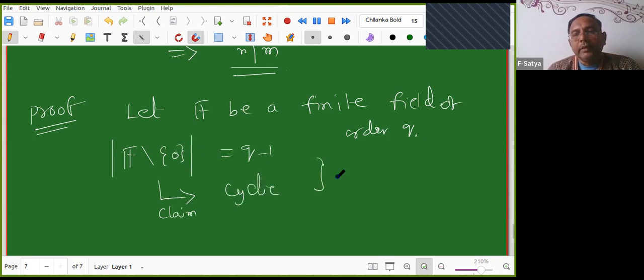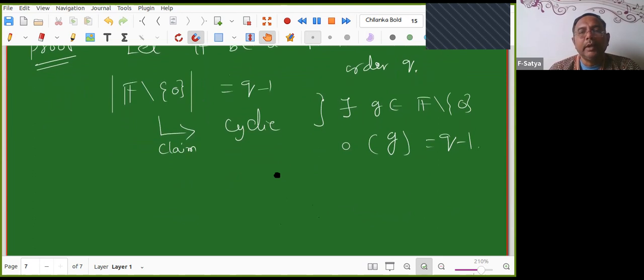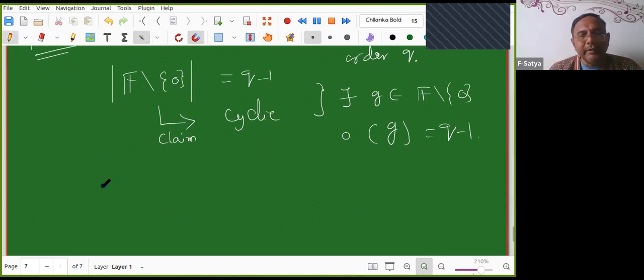That means there exists G belonging to F minus 0 such that G to the power of the order of G equals q minus 1, right? The order of G dividing q minus 1 is very much clear, but we need to prove that. So what is the strategy?